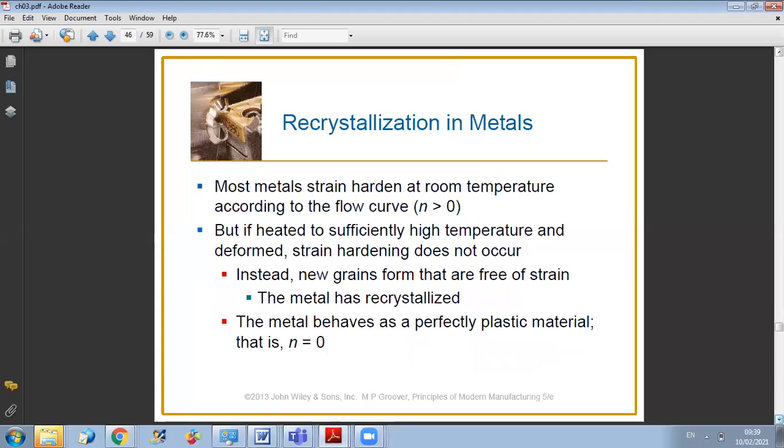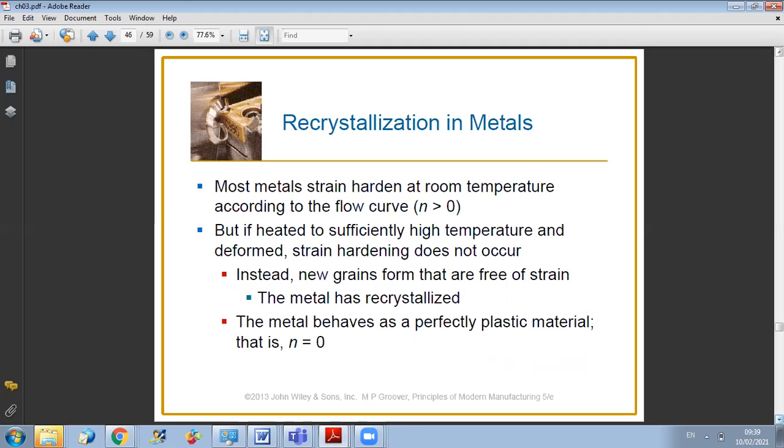Now, we said that we will define the recrystallization process. Okay, what is the recrystallization process? We know that most metals strain harden at room temperature according to a certain flow curve with n positive. So if you remember, when we have seen the different behaviors, we have seen that when a certain metal is manufactured at cold temperature, if we draw its stress strain curve, we will have a flow curve characterized by sigma equals K epsilon to the power n.